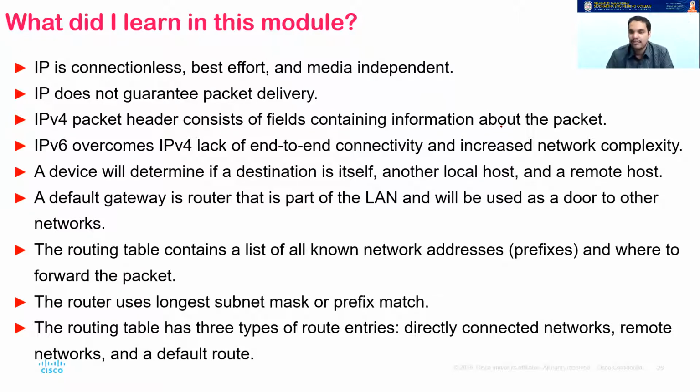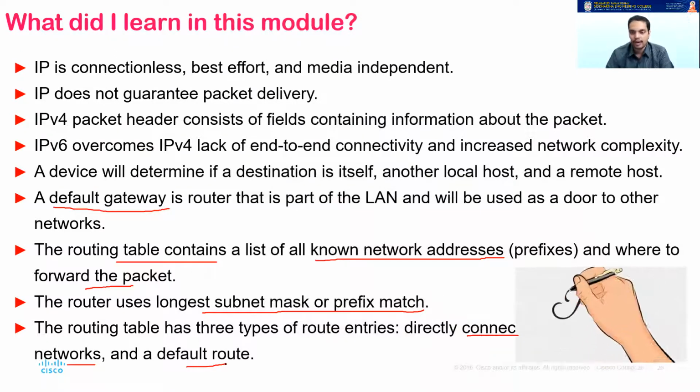And a device will determine if the destination is itself, another host, or a remote host. And please remember that the most important point for me is a default gateway is a router that is part of the LAN and will be used as a door to other networks. So if you want to go out of your network to another network, you have to go through that door only. That door we have to specify as the default gateway. The routing table contains a list of all known network addresses, prefixes, and where to forward the packet. The router uses the longest subnet mask or prefix match. We'll discuss these things. And the routing table has three types of route entries: directly connected networks, remote networks, and a default route.